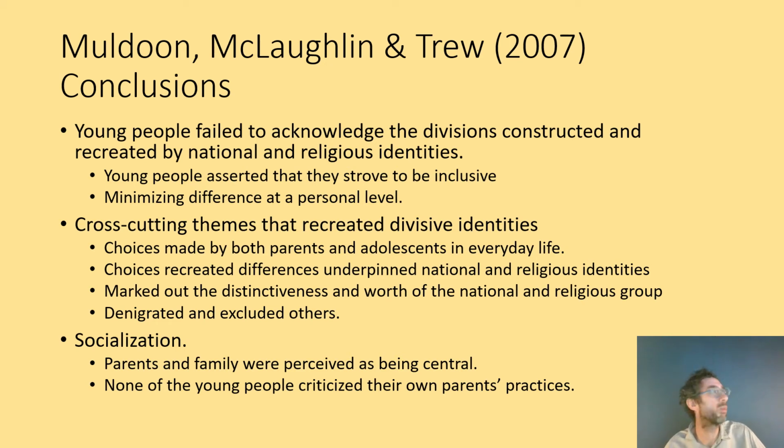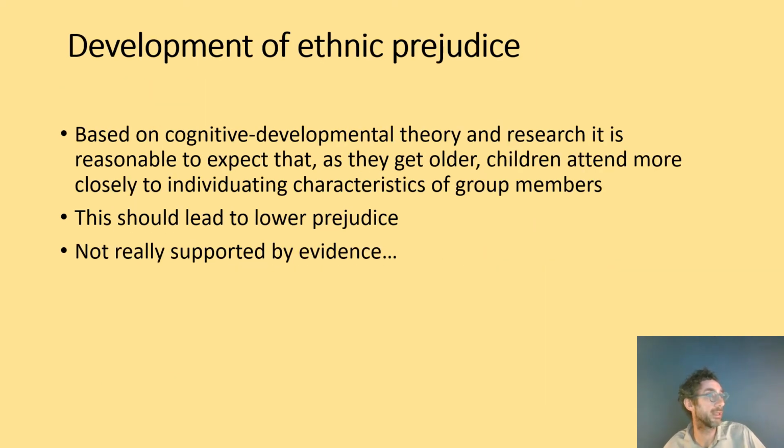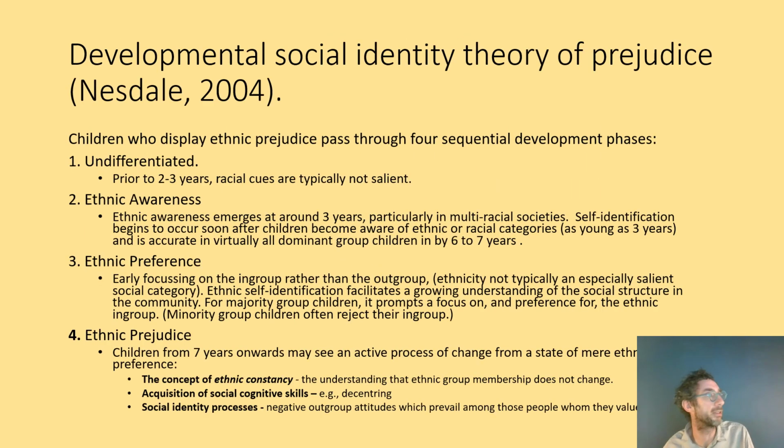And so what Muldoon and colleagues were stressing is the socialization processes. So this isn't just a passive cognitive process, but it is about being socialized into a divided society. So we might expect, as children undergo cognitive development, that they are smarter, more able to work with concepts, and therefore more able to pick out individuating characteristics of group members, i.e. thinking about lower prejudice. But this is not supported by evidence.